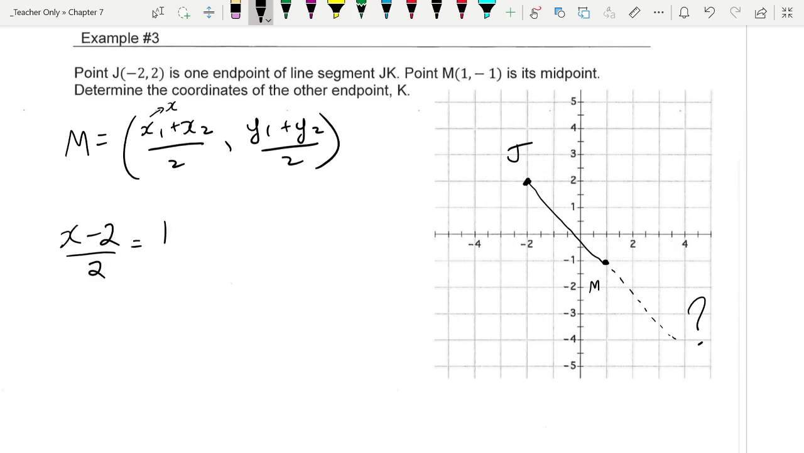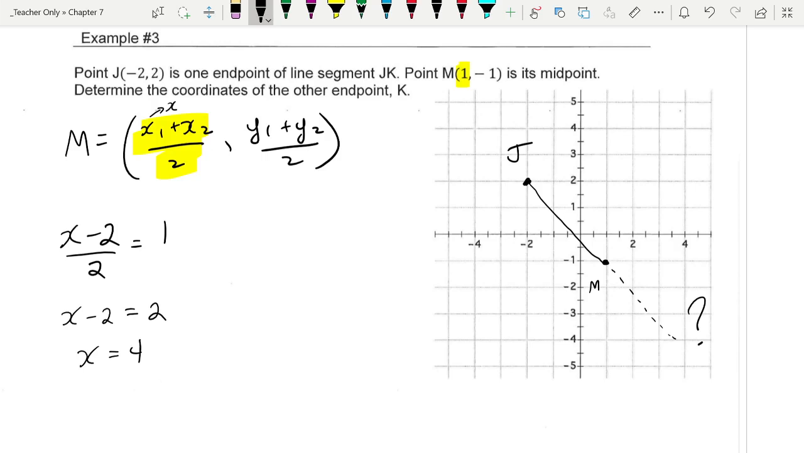Do you get how I got that equation? Because I know this coordinate has to be 1. I know this coordinate has to be that number. So I can then say, all right, I'll times both sides of the equation by 2, and then I'll add 2 to both sides of the equation. There we go. It must be a 4.